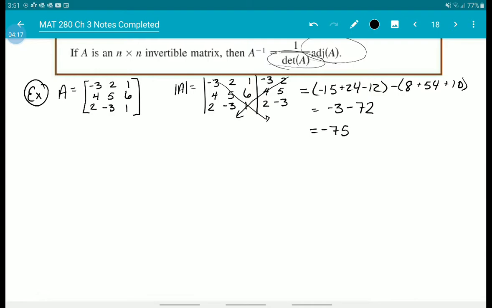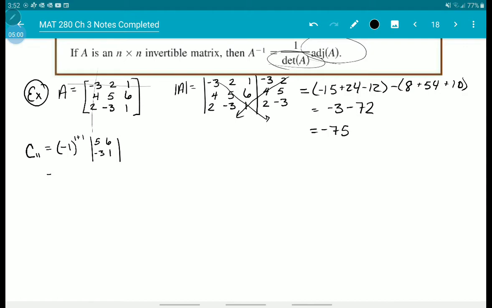So now let's find the adjoint. Now we're going to have 9 different things we need to find. The first cofactor is going to be C11. That happens when we take out that first row and that first column. And remember what the cofactor is. The cofactor is the sign times the determinant of what's left over. So we're not including that -3 where that row and column intersect. It's just the sign times the minor.